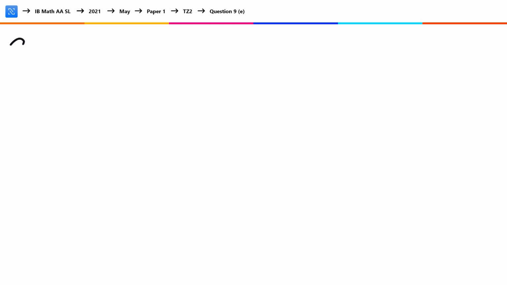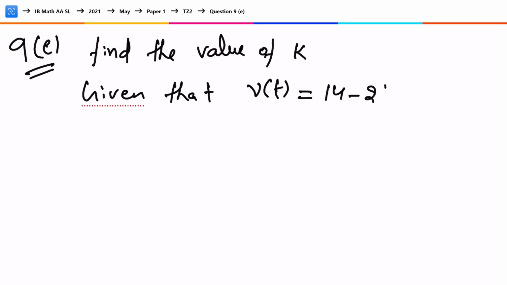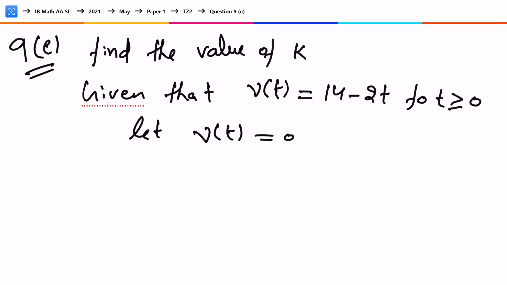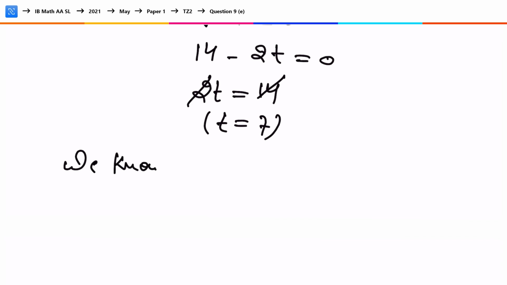Given question number 9, part E, we need to find the value of k, given that v of t is equal to 14 minus 2t, where t is greater than or equal to 0. Let's start by setting v of t equal to 0. So 14 minus 2t equals 0, which simplifies to 2t equals 14. Therefore, t equals 7.